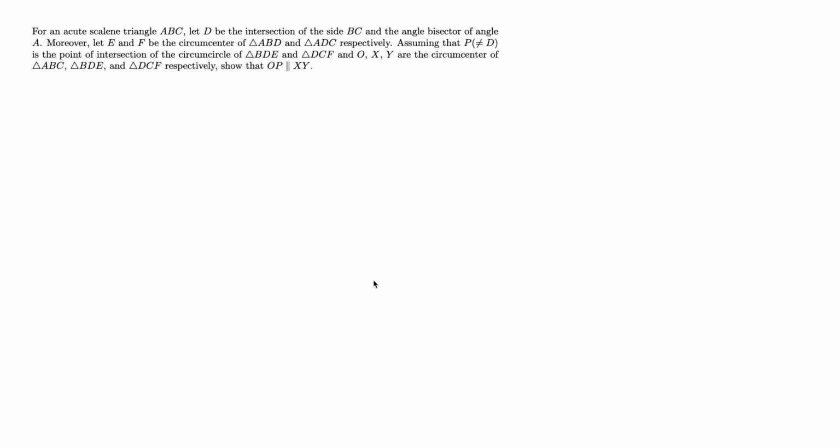And today I brought a problem from KMO, which is the exam that I'm preparing for right now. So the problem is, for an acute scalene triangle ABC, let D be the intersection of the side BC and the angle bisector of angle A. So we have an acute scalene triangle ABC.